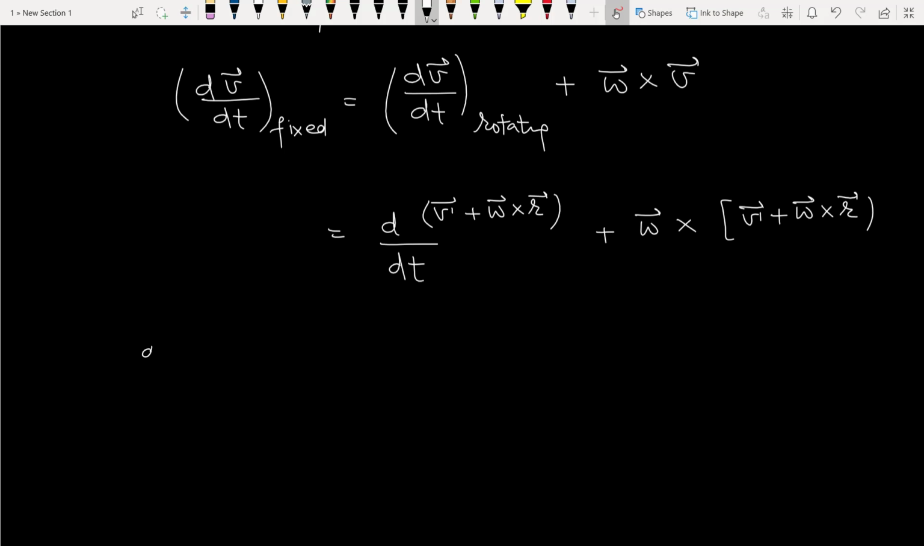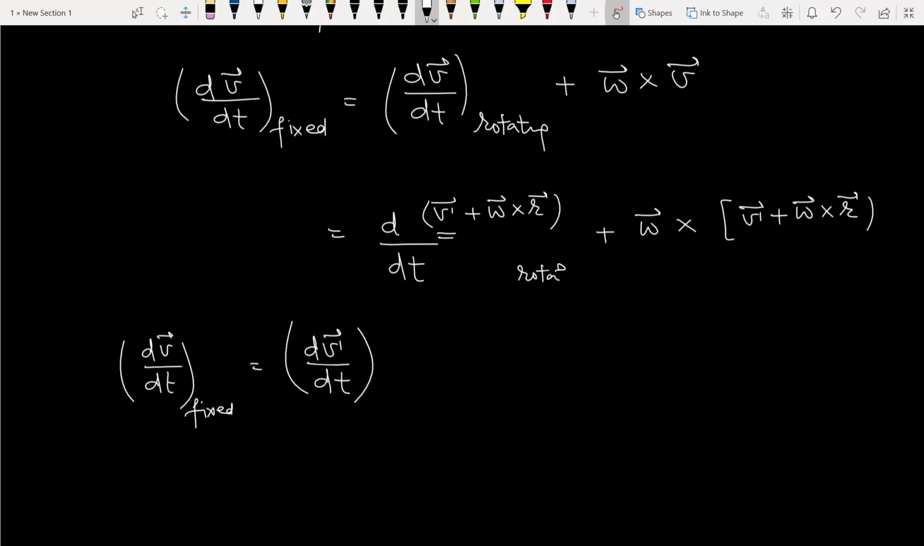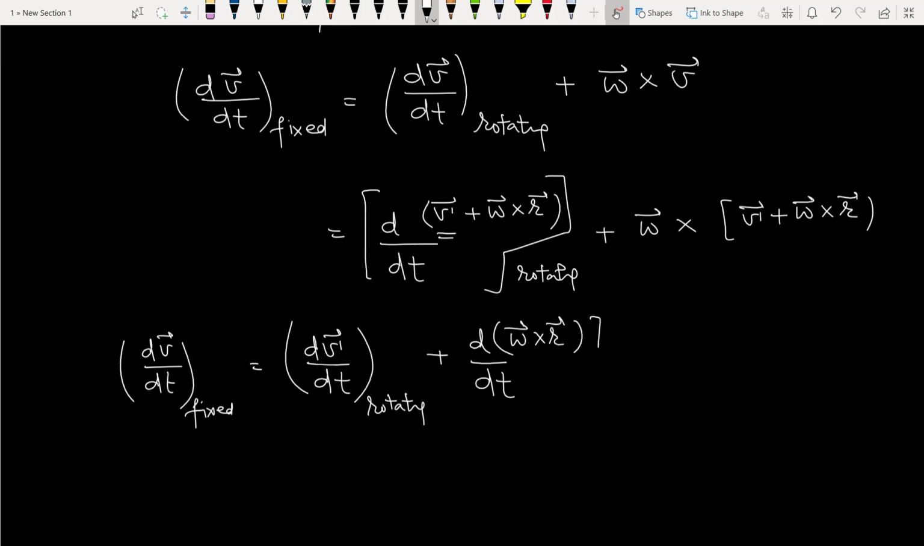So we separate the terms. dv upon dt in fixed frame, it is dv dash upon dt first term, it is in a rotating frame, plus d upon dt of omega cross r, again it is in a rotating frame, plus omega cross v dash plus omega cross r.